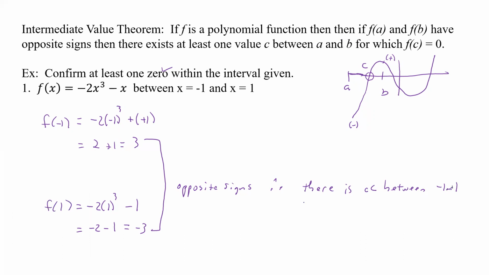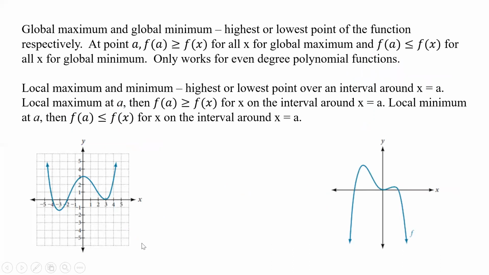Well, maybe we should put an "and" instead of a comma there. Negative 1 and 1, for which f of c is equal to 0. Okay, so there's going to be some c in there that f of c gives us a 0. And that's all we have to do. We have to look for opposite signs. What about the next one? Oh, we're going to do something a little different here.